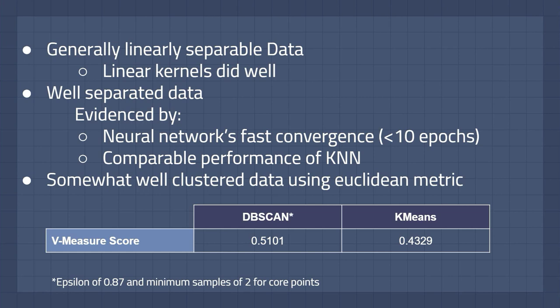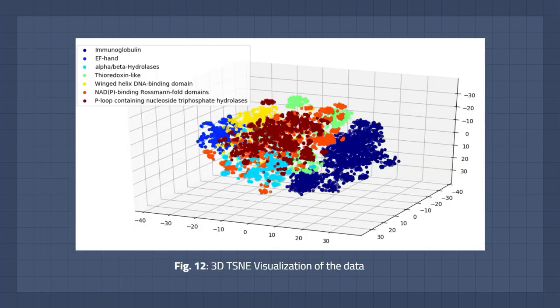Ergo, FragBag is a good representation of our protein structure, and we somewhat have well-clustered data when we run k-means using Euclidean metric. This is a t-SNE visualization of the data, where we can see the data is generally clustered. And again, that could be one of the reasons why naive approaches such as KNN work so well.